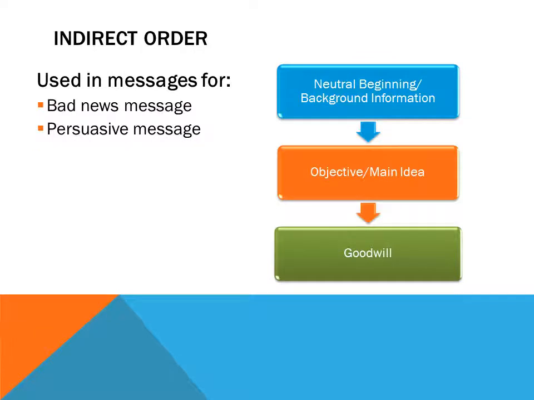Now, indirect order is used when we're delivering some bad news types of messages or we're trying to persuade the reader. For indirect order, we start with some sort of a very neutral greeting or beginning with probably some background information, and then we follow that up in our next paragraph with the objective of our message or the main idea. And then we also end with goodwill.